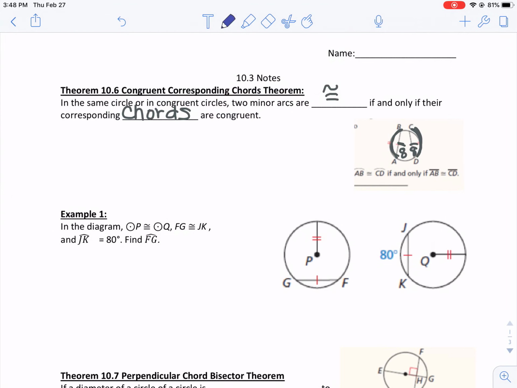In example 1, it says in circle P, circle P is congruent to circle Q, and FG is congruent to JK. So FG is this chord right here, and see how it has a red bar? That means it's congruent to JK over here. So since the chords are congruent, then the minor arcs must be congruent. So the arcs that they intercept, GF and JK, are going to be congruent. So since JK is 80, that means that FG is also 80 degrees.